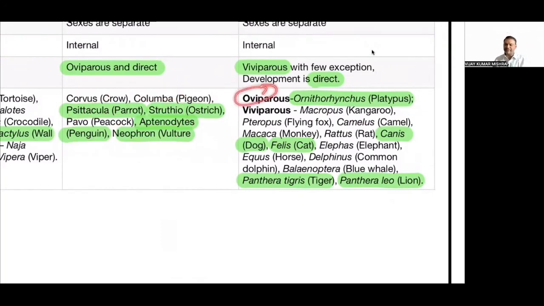Mammals are oviparous or viviparous. Ornithorhynchus, the duck-billed platypus, is oviparous, egg-laying. Viviparous ones are Macropus, kangaroo; Pteropus, flying fox; Camelus, camel; monkey, rat, Canis, dog; elephant, horse. All these examples, Panthera leo and Panthera tigris, both are going to be there, that you know already very well.